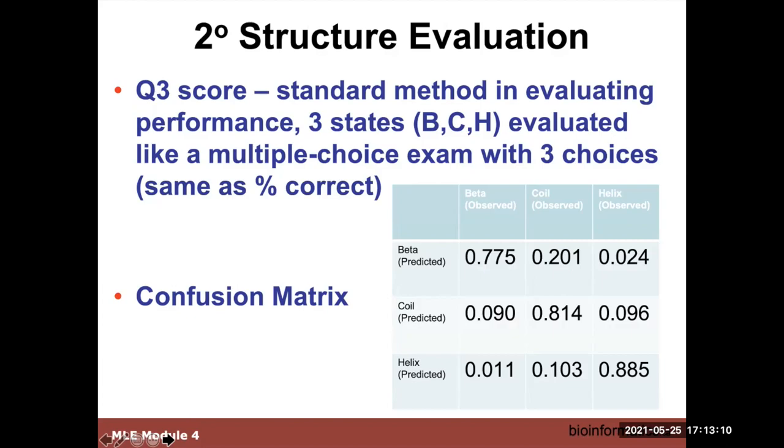And then we can compare where that's over-predicted or under-predicted in terms of true positives and false positives. The result, the combining of the beta sheet, coil, and helix prediction is called a Q3 score. And then what I'm showing is another method, which is called the confusion matrix.